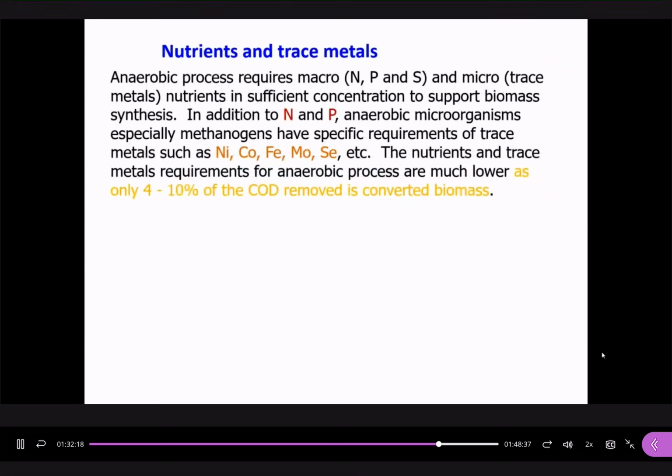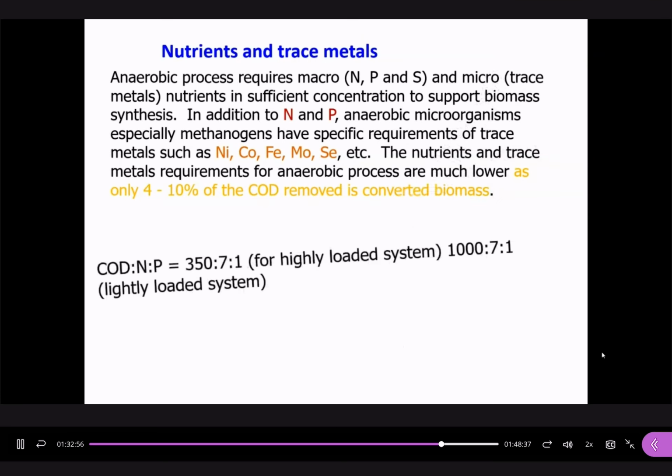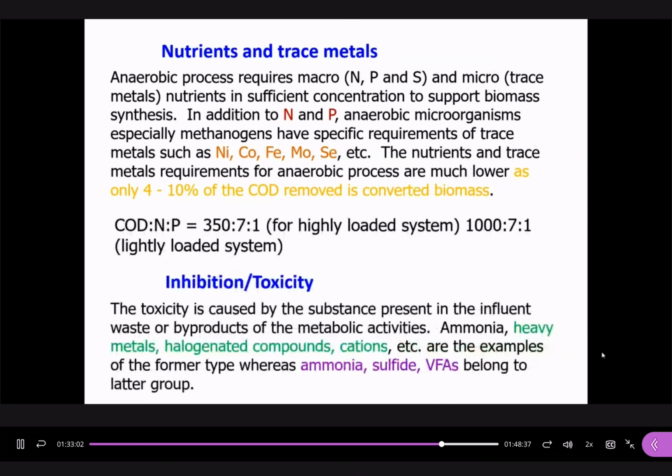Nutrients. Nitrogen and phosphorus, important. And some trace metals: nickel, cobalt, iron, molybdenum, and selenium. Nutrients and trace metals required for the anaerobic process are much lower. Ratio COD to nitrogen to phosphorus. And toxicity. Some toxic chemicals will be present: heavy metals, halogenated compounds, etc. They could inhibit the growth of the microorganisms.